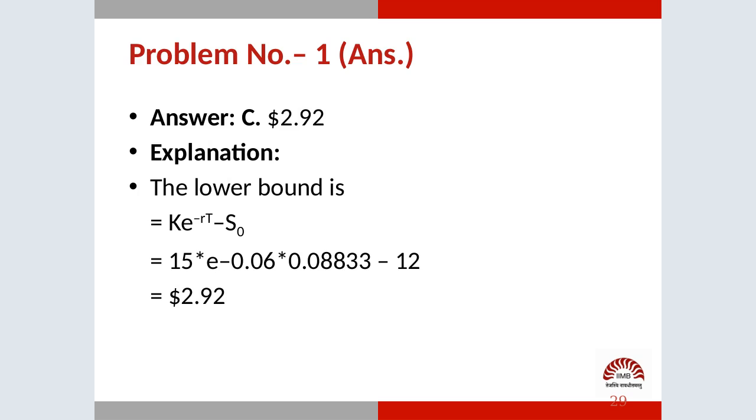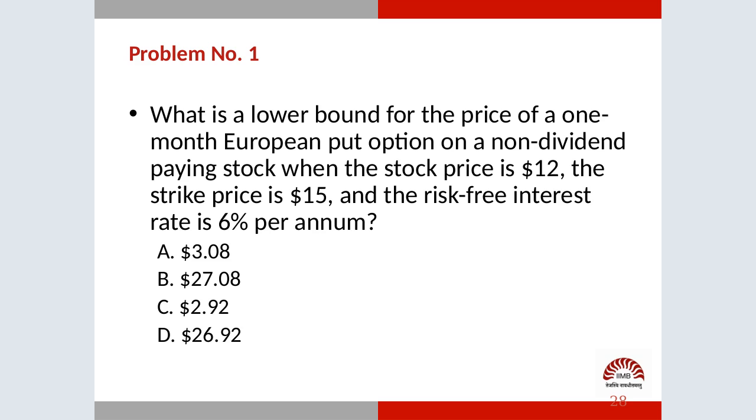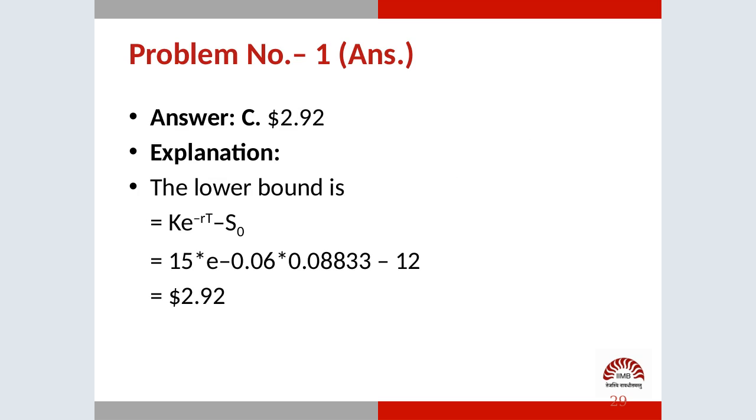I actually calculated the lower bound using the formula, which is K to the power of minus RT minus S0. So obviously 15 e to the power of minus 6%. The interest rate is 6%, T is 1 month, so 1 by 12, minus S0. If you solve it, you get 2.92. But honestly, I did not need to do this. I could have got it directly by thinking of it in the manner that I spoke about.